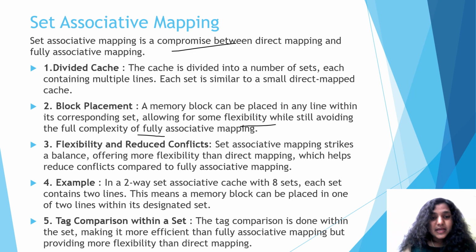Let us see the example. In a two-way set associative cache with 8 sets, each set contains 2 lines. This means a memory block can be placed in either of the 2 lines within its designated set. So this is like a mixture of both direct mapping and fully associative mapping. Tag comparison within a set: the tag comparison is done within the set, making it more efficient than fully associative mapping, but providing more flexibility than direct mapping. So here we are overcoming the disadvantages of direct mapping as well as including the advantages of both direct mapping and fully associative mapping.